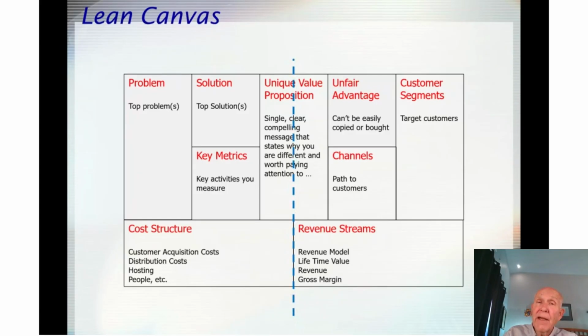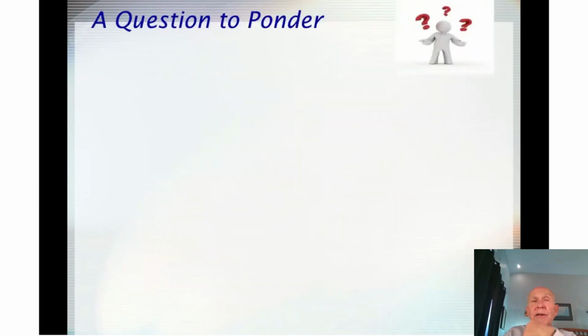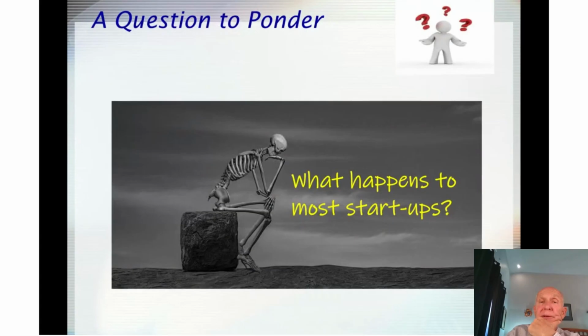But it's interesting if you kind of divide this canvas in half. Things on the left are kind of talking about the product or the service, and things on the right are kind of talking about the market. Just an interesting observation. So here's a question to ponder. What happens to most startups? Okay, and this is true anywhere in the world that these startups occur. Well, I think we all know the answer to that.